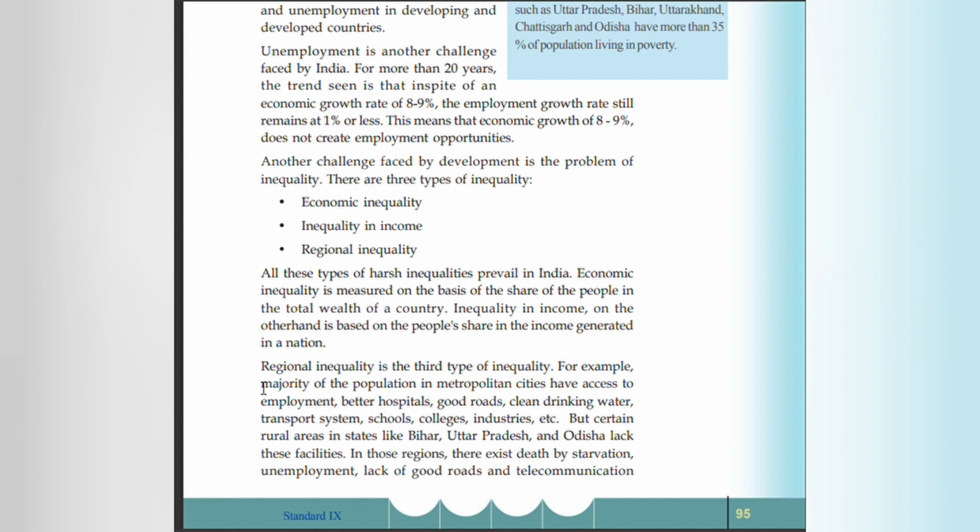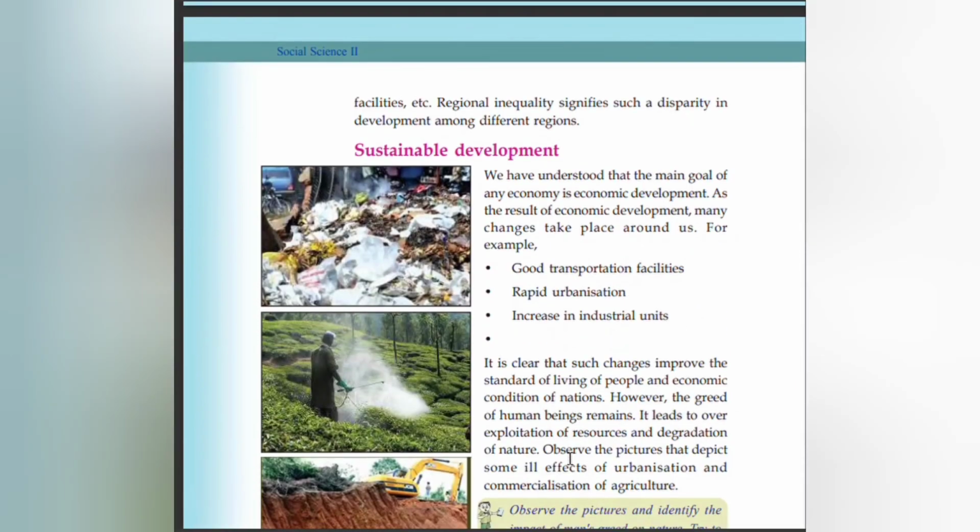For example, the majority of the population in metropolitan cities have access to employment, better hospitals, good roads, clean drinking water, transport systems, schools, colleges, industries. But certain rural areas in states like Bihar, Uttar Pradesh, Odisha lack these facilities. In those regions, there exists death by starvation, unemployment, lack of good roads and telecommunication facilities. Regional inequality signifies such a disparity in development among different regions.